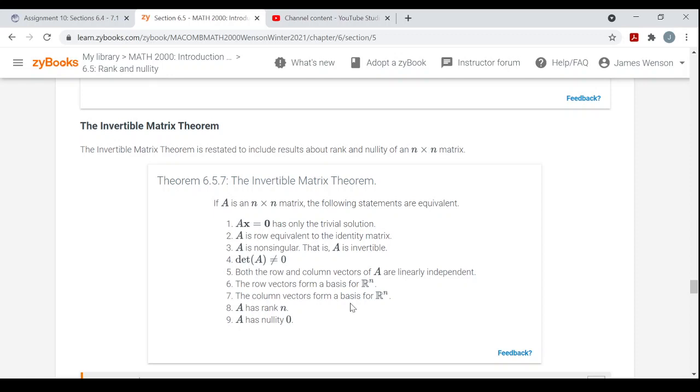And if all n columns or all n rows are independent, that means the rank of A is n, and the rank plus nullity needs to be the number of columns, and if the rank is n, the nullity would be 0. Right, and the null space would only have the 0 vector, only the trivial 0 vector in it.